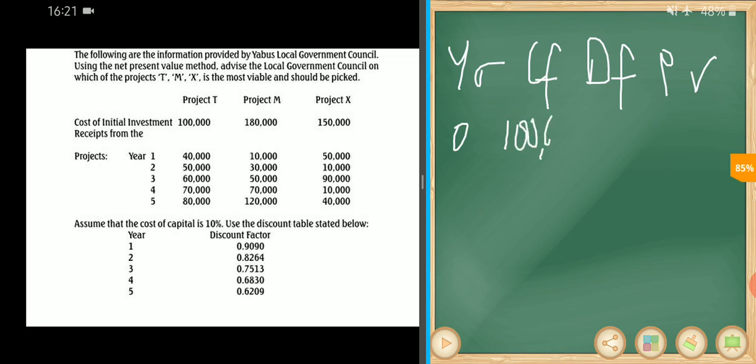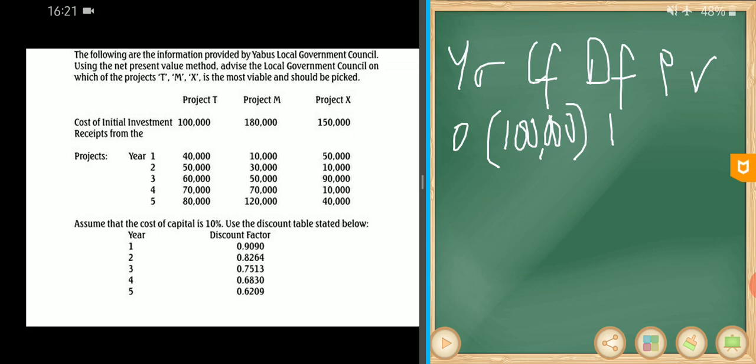Now for year 0, which is our investment year, for project T, we invested 100,000, and since it's an investment, it means money is leaving the business. That is, it is a cash outflow, so it will be in brackets, which represents negativity. Now our discount factor is 10%, which is our cost of capital. At year 0, our discount factor is always 1. And why is this so? It's because anything raised to power 0 is 1.